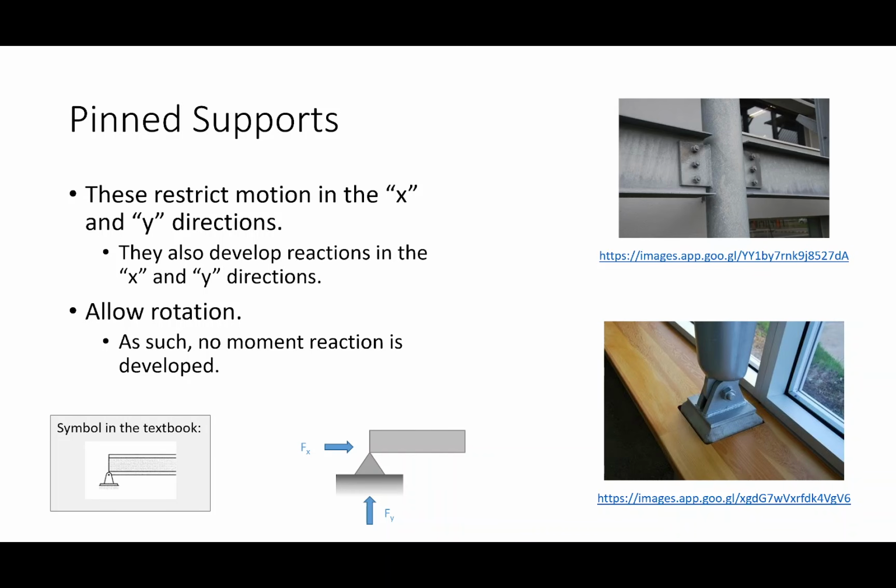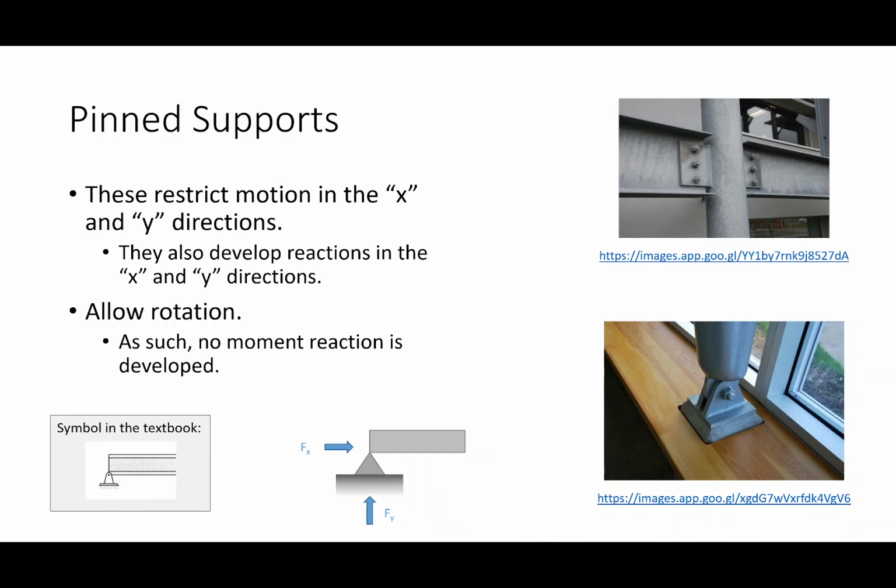And I imagine I'm starting to get to the point where y'all have seen some of this stuff before. Am I right? Good. Okay. So this is a pin boundary condition. When I draw this by hand, I will probably use a triangle type symbol. Okay. Here are some real world examples.